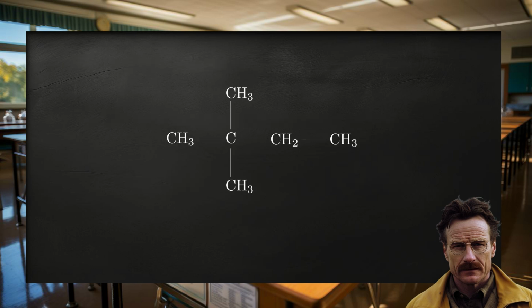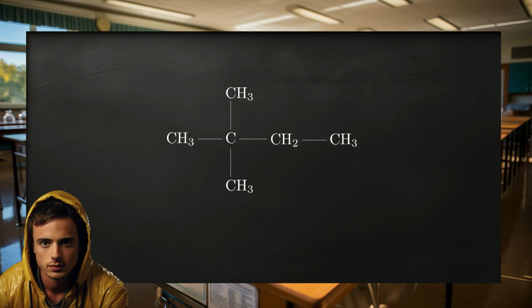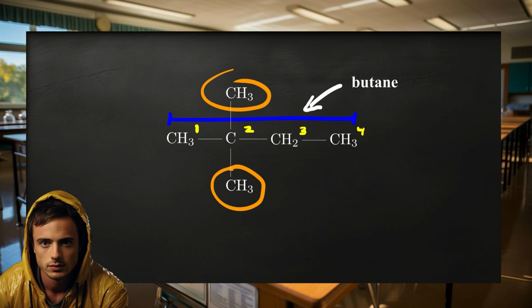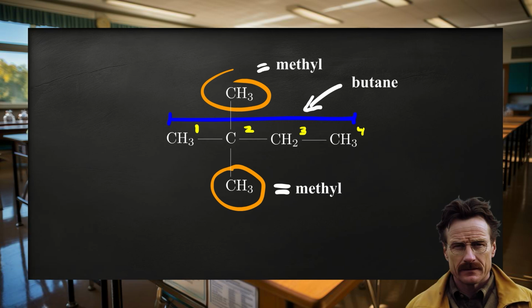Let's look at this molecule. Jesse, why don't you start out? Okay, Mr. White, that's butane. The longest chain is 4 carbons, so that is butane. That's great, Jesse. Now this molecule has 2 side chains that are identical. What are these side chains called? They only have 1 carbon atom. Meth, Mr. White, meth. Methyl. Jesse, we call that group a methyl group.